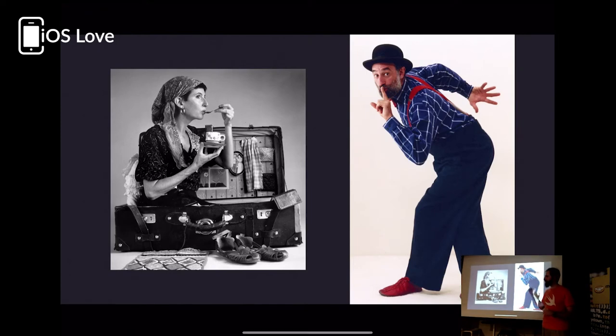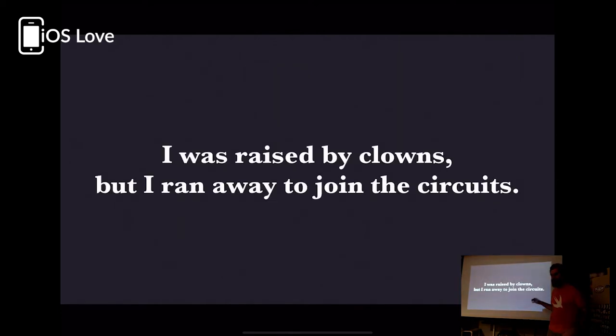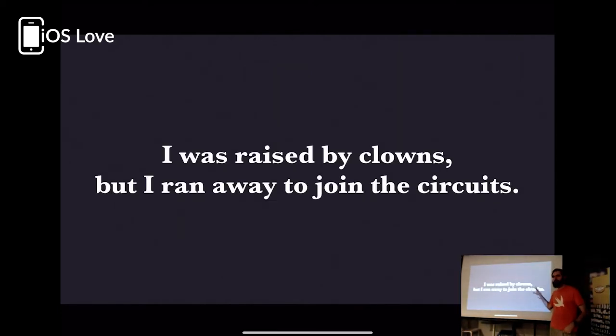Why am I interested in juggling? So these are my parents. And you might have seen the joke in the meetup description. And I'm told that this does not work in Spanish. But in English, there's this expression, running away to join the circus. So circus. It's a whole thing. Explain the jokes.